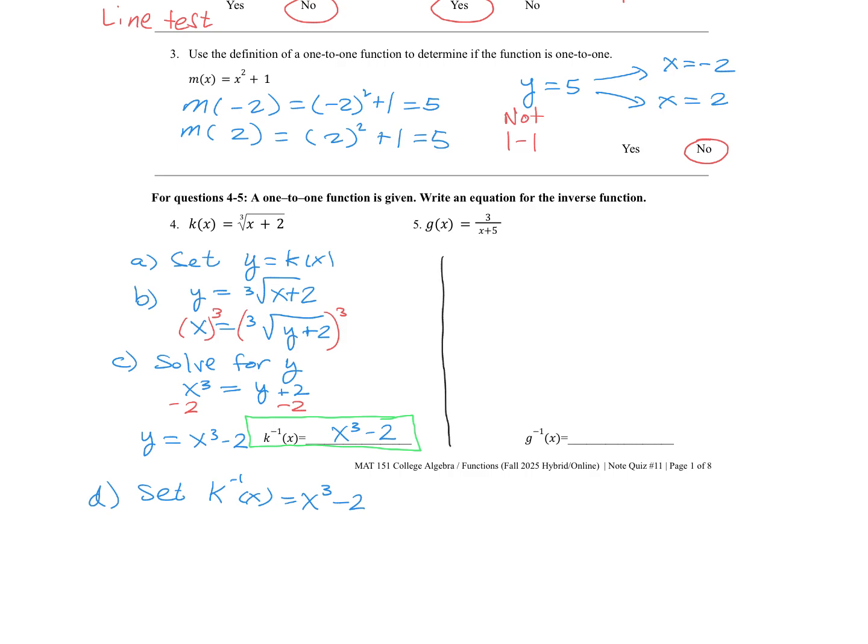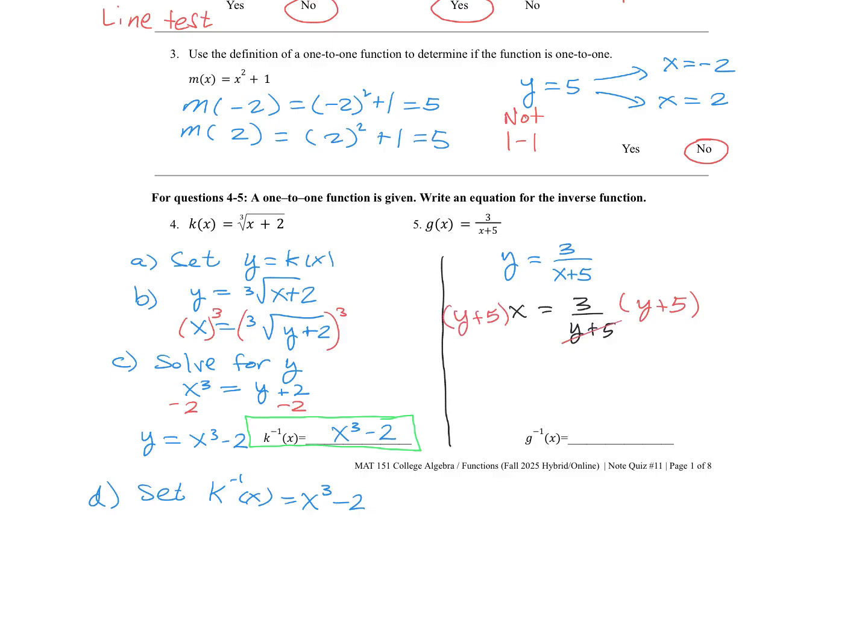So again, first step, we're going to call it y. So y is equal to 3 divided by x plus 5. Next step, we swap. So that's going to tell us that x is equal to 3 over y plus 5. We now need to solve for y, and to do this, we're going to multiply both sides by the LCD, which is y plus 5.